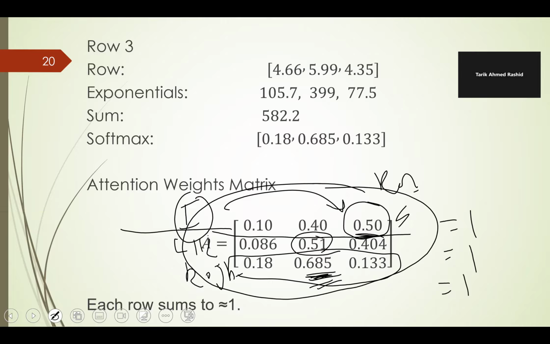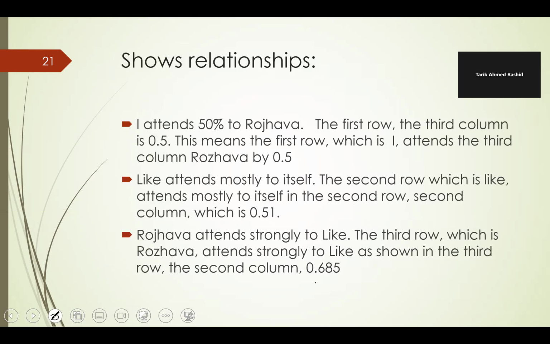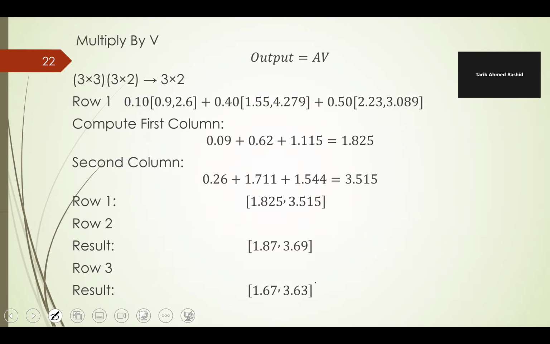In the second row, related to like, like attends to itself by 0.5. And in the third row, the highest value is 0.685. What does that mean? It means Rojava attends to like, the second word. Rojava attends strongly to like. So that was the result of the representation of attention.